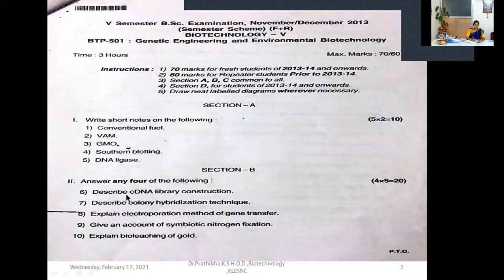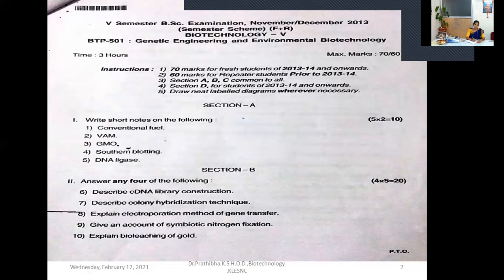So the 6th question here, describe cDNA library construction. Here first define what the cDNA library is and go through the steps of the particular cDNA library construction. Okay, then question number 7, describe colony hybridization technique. Here also first define what colony hybridization is, then go through the techniques which come under colony hybridization.